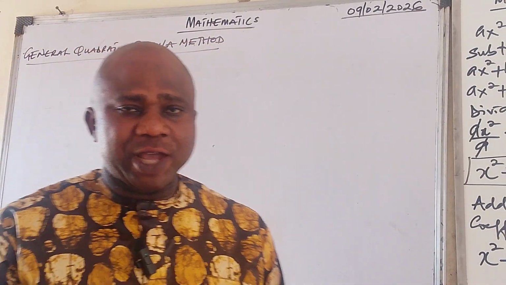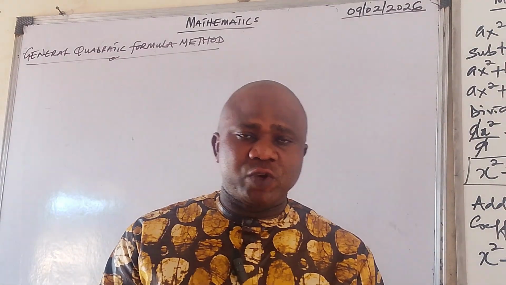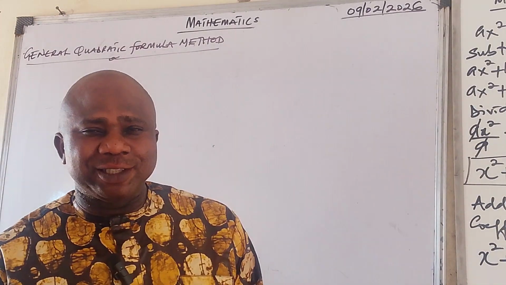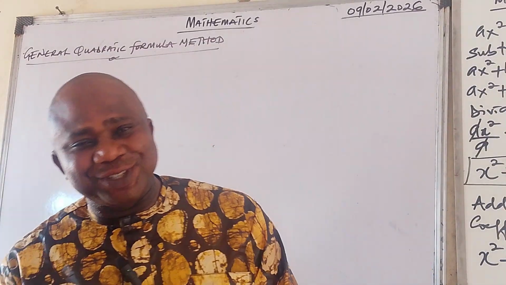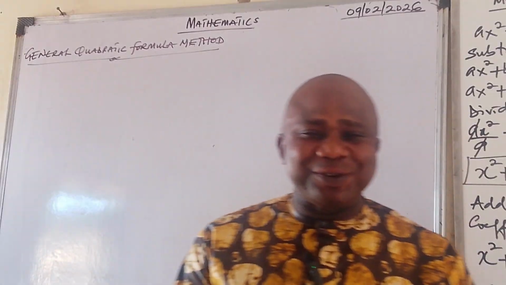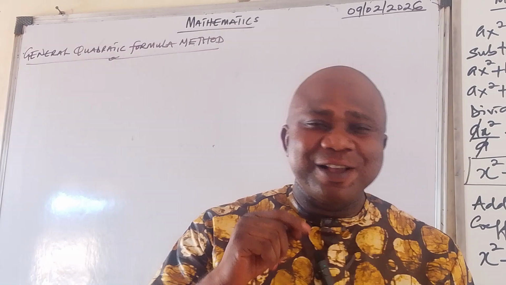In our last section, we looked at the application of the completing the square method to solving quadratic equations. Today, we are going to be looking at the general quadratic formula method, the method some persons call the almighty formula. There is nothing almighty about the formula. The method is called the general quadratic formula method.